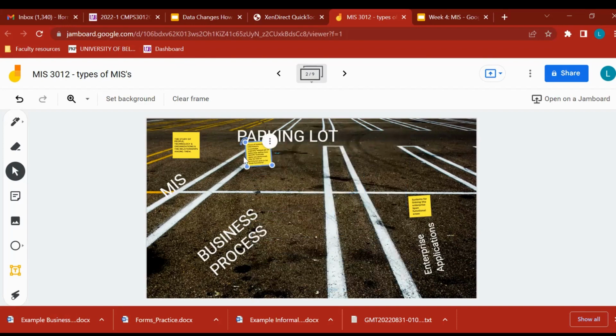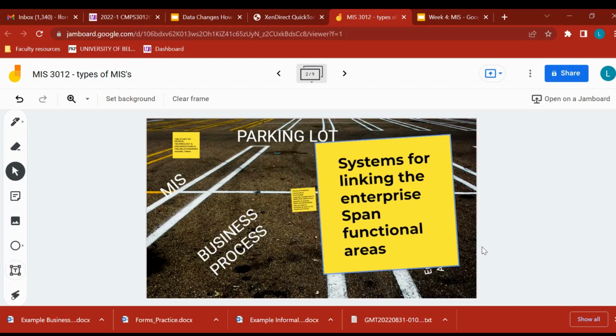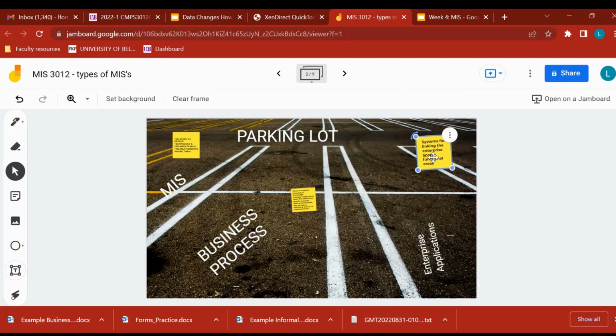And finally, in our parking lot, we'll be looking at enterprise applications. These are really systems for linking the enterprise, and they span these functional areas. When I say functional areas, I'm still referring to business processes. So in summary, those are the 3 things that we'll be looking at. I have a question for you guys.